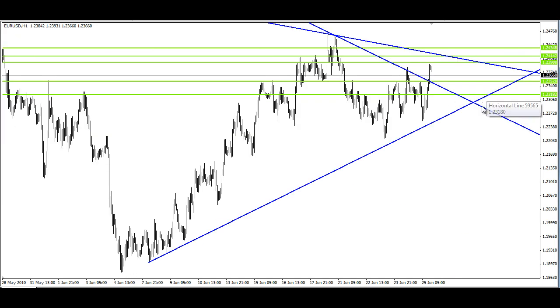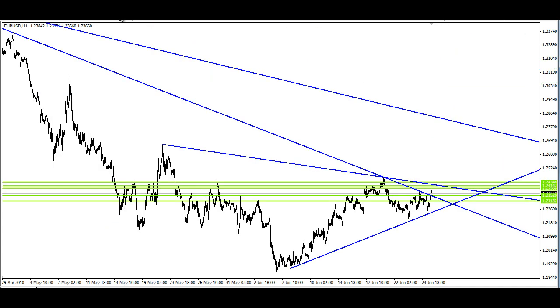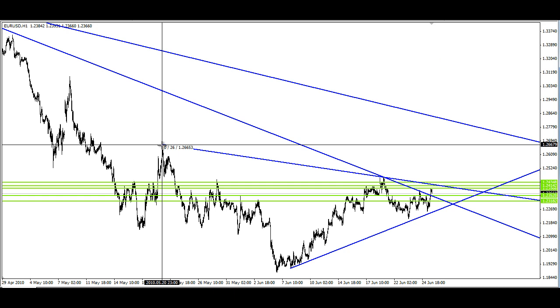And if we do get a break, then obviously we take a measured move of that. And the measured move is simply from this point right here to this point right here, this low point. That's about, you can see, we're looking at, what is it, about 750.